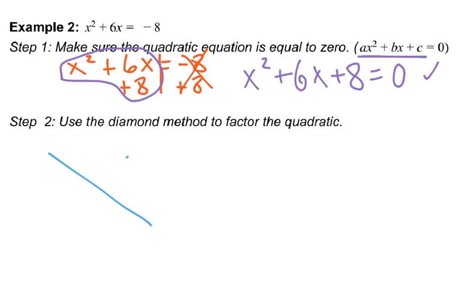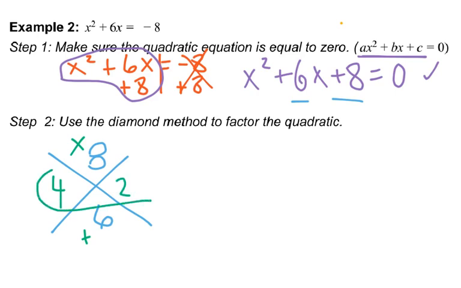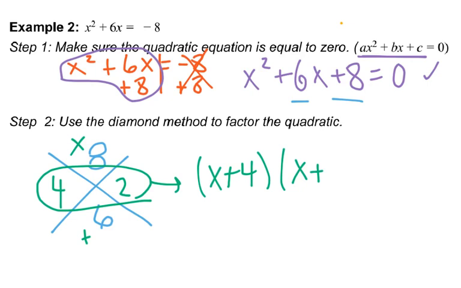So here's my diamond. I'm going to put 8 on top. I'm going to put 6 on the bottom. Remember, we want to times to 8, add to 6. And we see the two puzzle pieces are 4 and 2. We're going to write that in our factored form with our parentheses, (x plus 4)(x plus 2) equals 0.